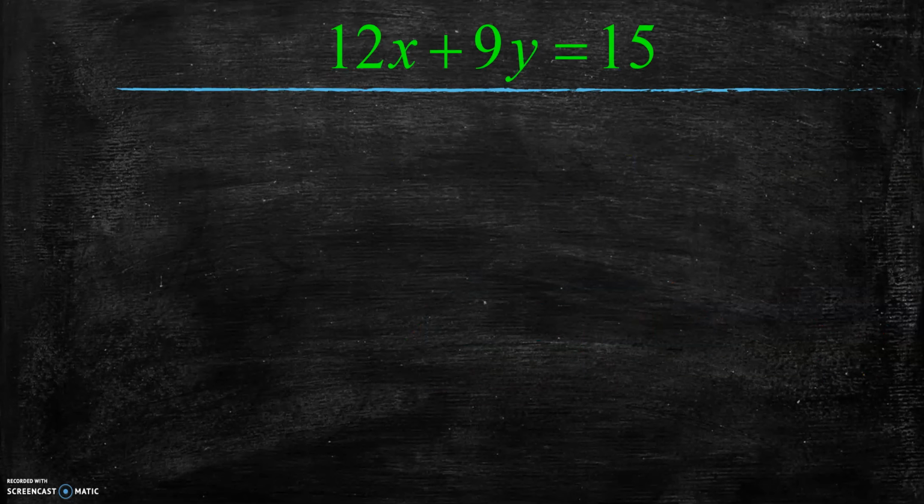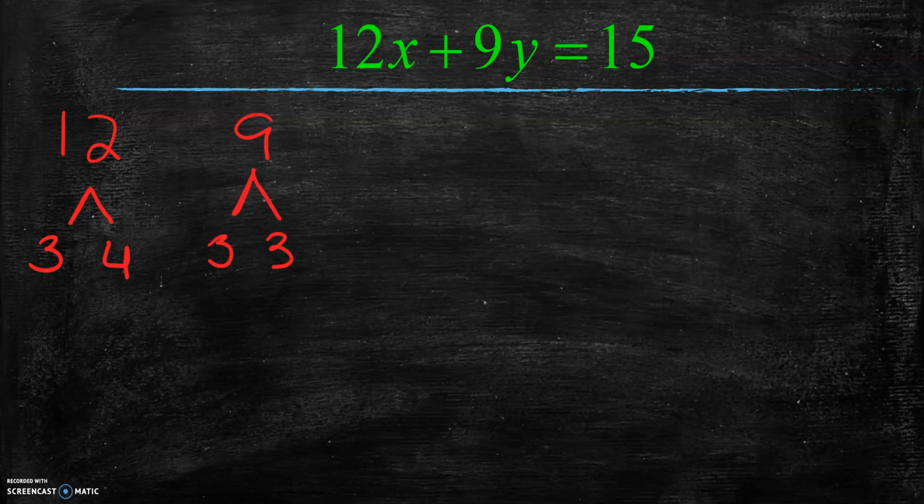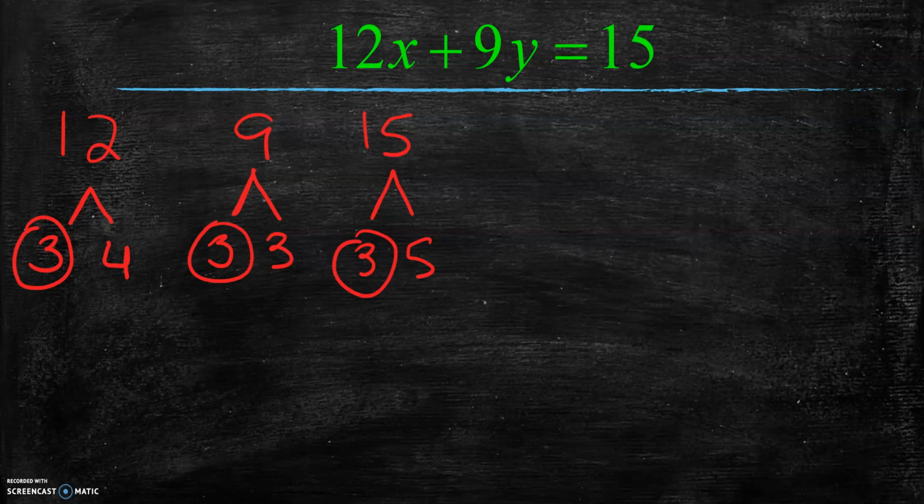Let's go back to our first equation. 12x plus 9y equals 15. If we look at these numbers, we can see that 12 is divisible by 3 and 4. 9 is divisible by 3 and itself. And 15 is divisible by 3 and 5. This means that we can divide all parts of the equation by 3 to make it a little more friendly.